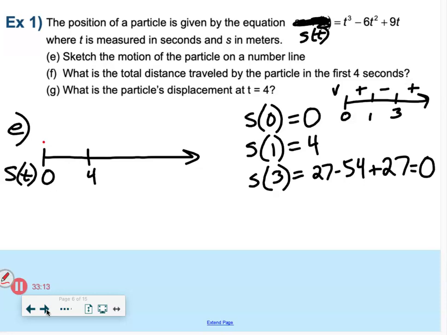So our first leg of our trip, we start at 0 and we travel this way. We go to the right up to 4. Then the next leg of our trip, we start at 4 and we travel back to 0. But after we get back to 0 again, we keep going. Now we're going to the right again, right? So after time 3, we start at 0, but now we just head to the right and keep going forever.